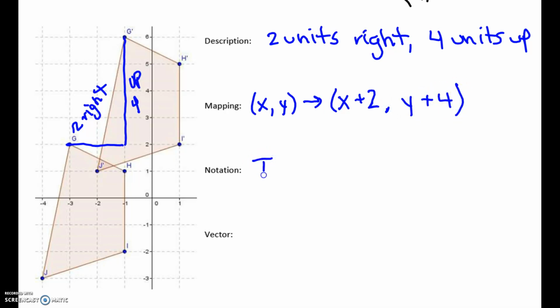My notation, T for translation, positive 2 units in the x direction, positive 4 units in the y direction. And my vector, v, my change is positive 2 units in x, 4 units in y. So those are the 4 ways to write how we translate something.